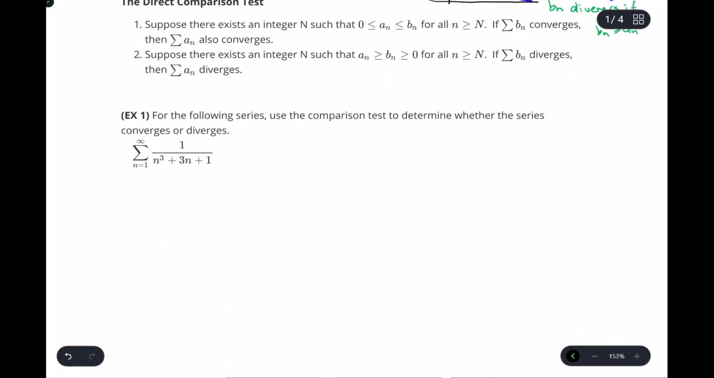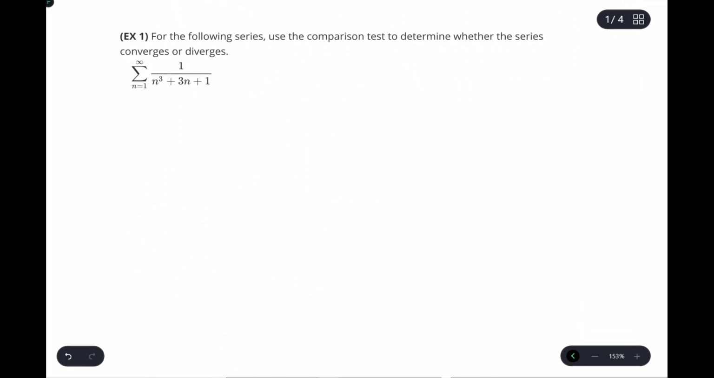So the first example says to use the comparison test to determine whether the series converges or diverges. And that actually should say the direct comparison test.